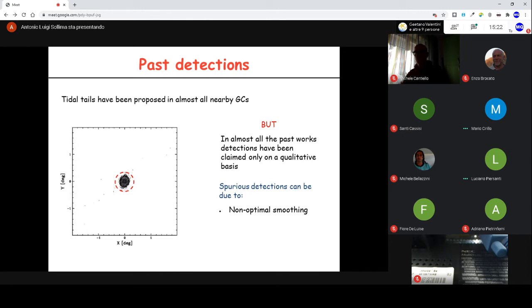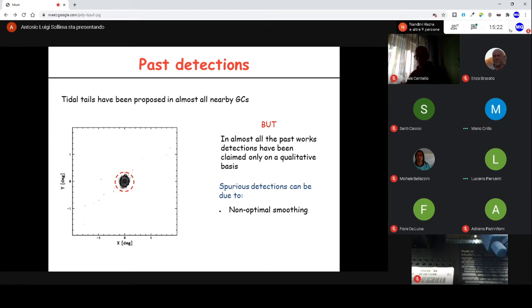So you lose completely the tails. And this is because if the bin is too small, you start to see the granularity of the system. Or, in other words, you have a bin which is so small that you start to take 1 star per bin. And in this way, the region with an intrinsically low density falls below the Poisson noise.